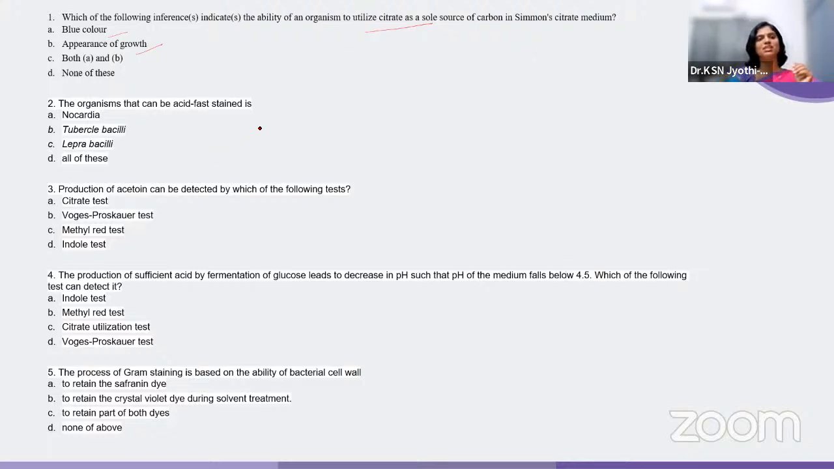Then acid fast staining is done for what type of bacteria? Remember we said it is exclusively done for the bacteria belonging to the Mycobacterium species, or if you cannot remember this, remember this is important for bacteria causing tuberculosis. Acid fast stain. Then acetoin, what did I say? This is a compound that is produced specifically in the Voges-Proskauer test. If the bacteria are converting this into acetoin, then it will give you a positive result.